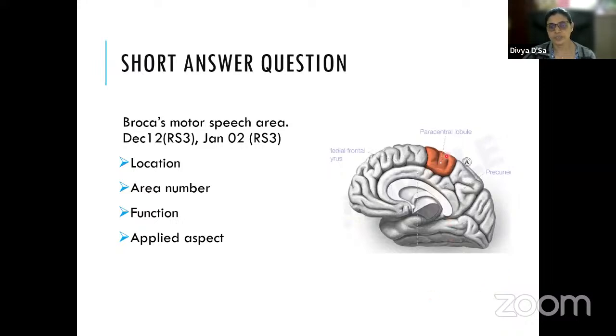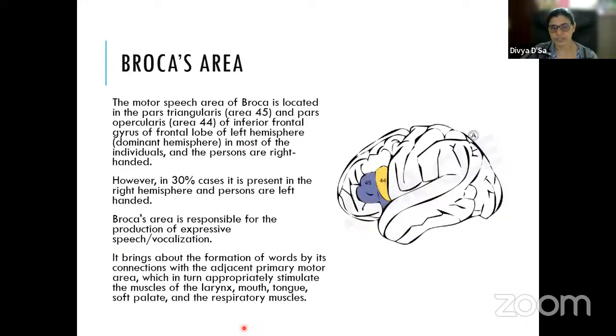Then we have Broca's speech area. This is also a very repeatedly asked question. When it is asked as a 3-mark question, what should you write? First is the location, area number, functional and applied aspects.